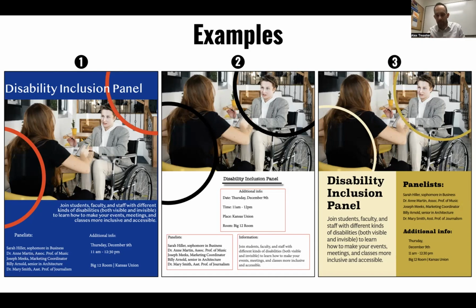And we even see in the body copy down below that there is a variation in the text size, with the paragraph on the left being the most important information, and then it scales down from there with the panelists and additional info. So nicely done on that one.